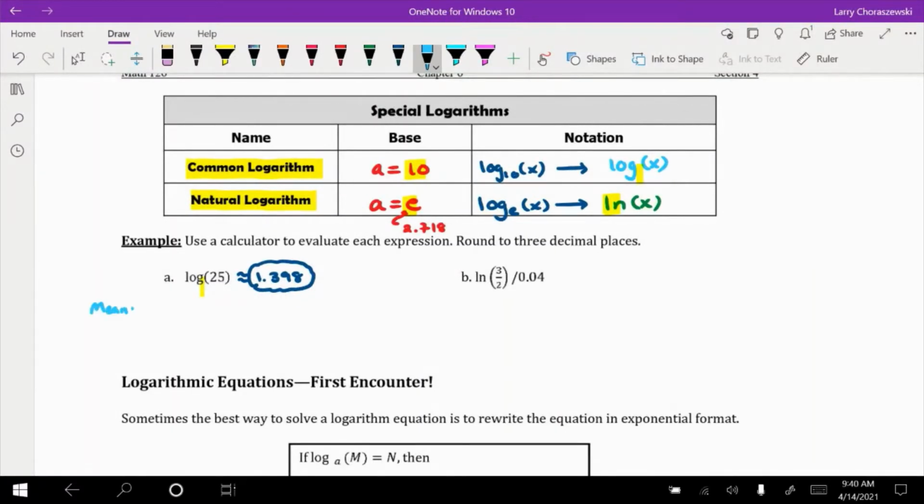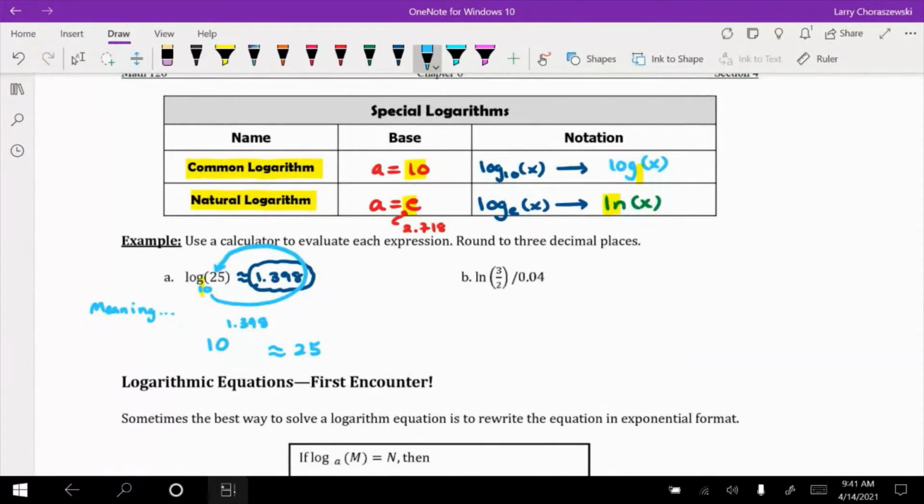And I'll go ahead and explain exactly that. I'll say meaning. So remember, this log has a base 10, and we have the option to rewrite this in exponential format, which I'd like to see what that does. That'd be 10 to the power of 1.398 equals 25. Not equals, but should be close to 25 since we had to approximate our answer.